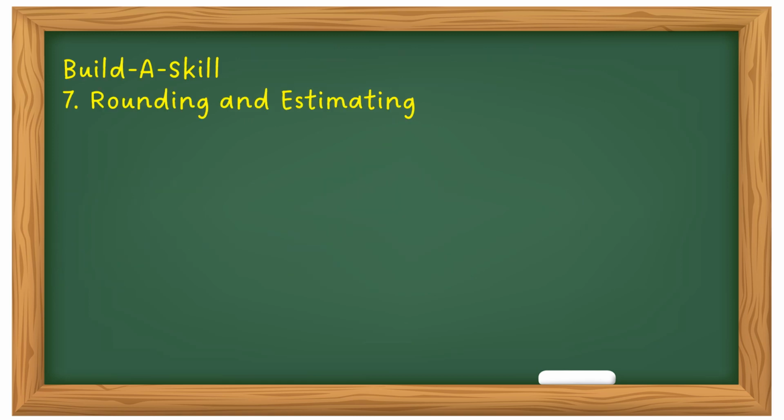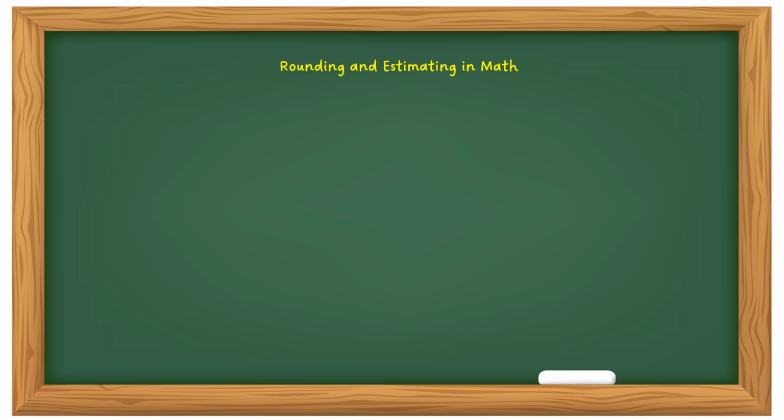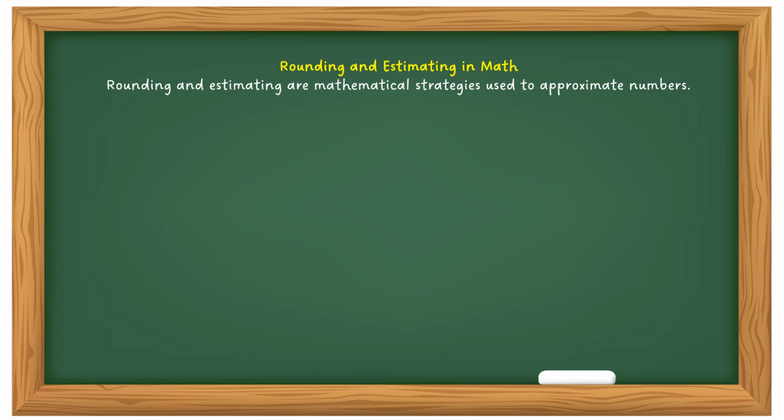Now let's look at skill 7, rounding and estimating. Rounding and estimating are mathematical strategies used to approximate numbers, very common in maths. Well, they are similar in nature, but there are some key differences between the two.